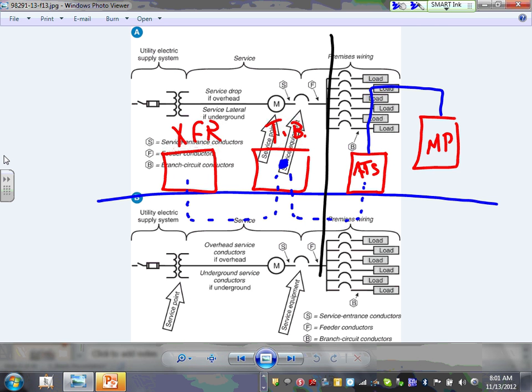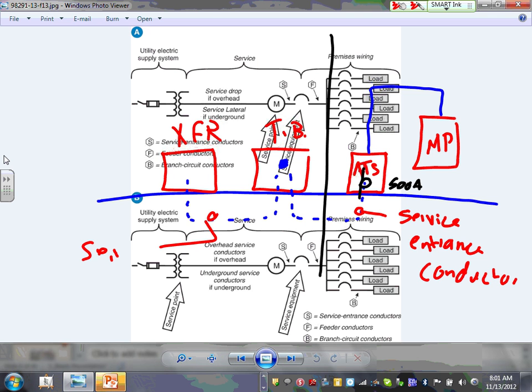Who owns and operates this conductor right here? This is the service entrance conductor. We own and operate. Where's my disconnect switch? My disconnect switch is located right in here. My 500 amp disconnect switch. This conductor here is called service entrance conductor. This conductor here is called service lateral.